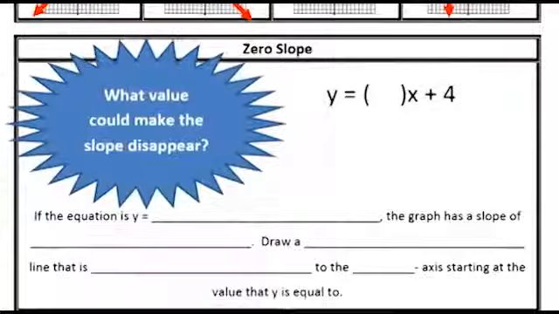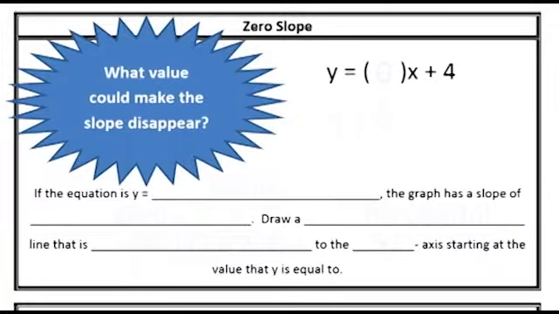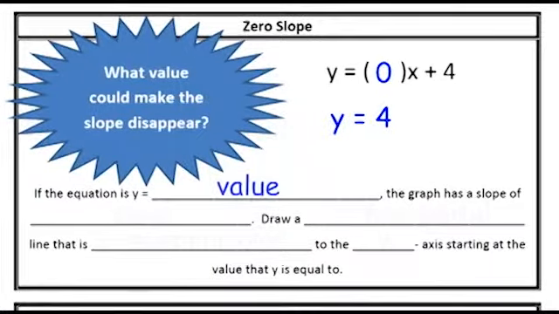Now when you deal with a zero slope, there's a specific way the equation's going to look, as well as the graph. What value can make that slope disappear? Remember, slope is m. What value could I plug in that would give me zero slope? Well, 0. 0 times x makes the x and the slope just go away as far as the equation's concerned, leaving us with just y equals a value. When you see an equation that's just y equals a value, this graph has a slope of 0.